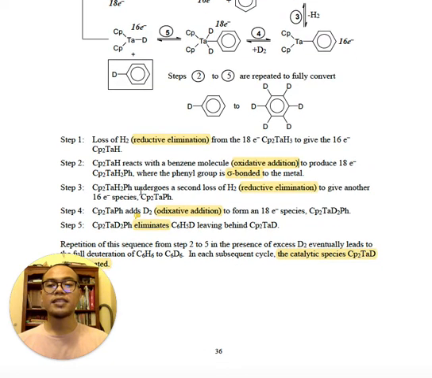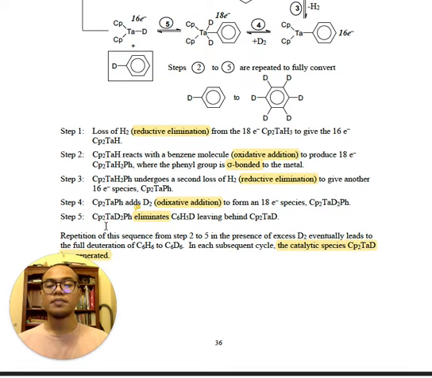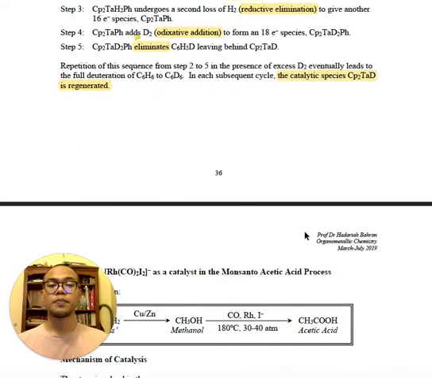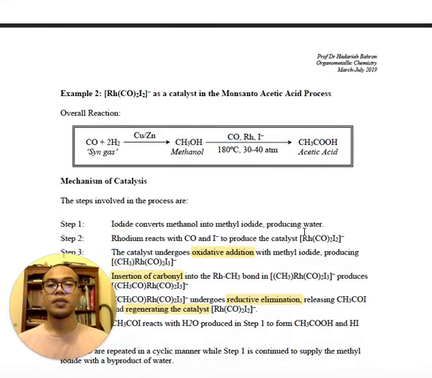And last but not least, the fifth step would be that the complex eliminates your benzene, C6H5, with one newly added deuterium. This catalyst will undergo the same process from the second step until the fifth step, until all the hydrogen is replaced by deuterium. Okay, so as I said earlier, this is happening in a cyclic manner, so you have to make sure that at the end of the reaction, you will get back your catalytic species in their original form. We are clear with that on the first example.